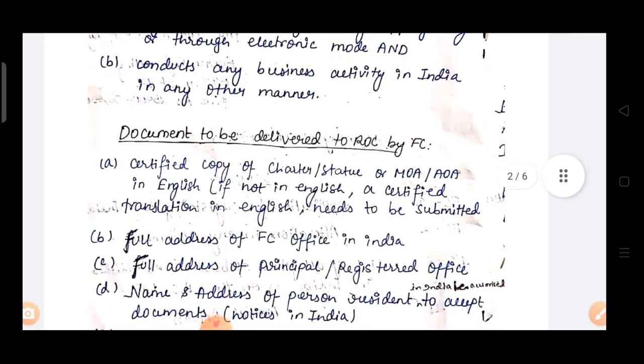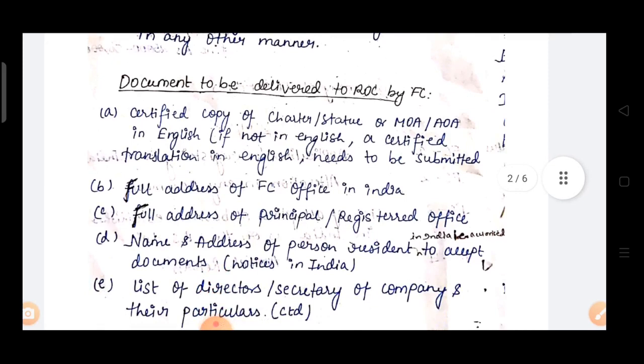Now, documents which are required to be delivered to ROC by a foreign company. A foreign company is supposed to deliver some documents to ROC. Now what are those documents? First one is a certified copy of charter or statute or MOA or AOA in English. If not in English, a certified translation in English needs to be submitted. Certified copies of charter, statute, or MOA, memorandum of association, articles of association are to be submitted in English, and if that is not in English, then a certified translation needs to be submitted.